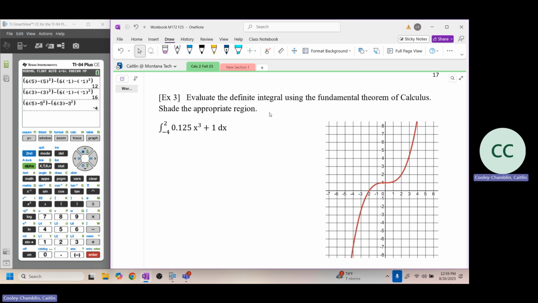So hopefully you were able to do this. This one's not any worse than before, but it has decimals in it, and that always makes it a little aggravating. But we do have the calculator. So that is very helpful. So we're going to evaluate the definite integral using the fundamental theorem of calculus, and we're going to shade the appropriate region. So we're going to evaluate 0.125 x cubed plus 1 from -4 to 2, or we're going to find the area. We're not evaluating. Finding the area from -4 to 2.